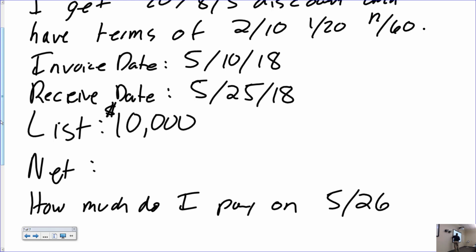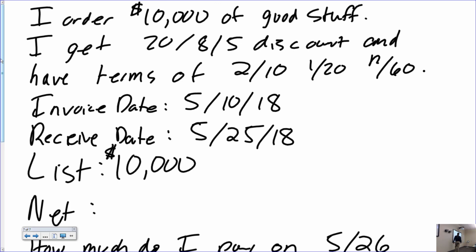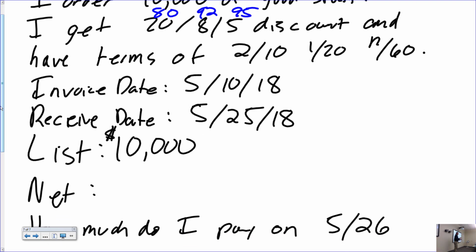Now, I didn't ask for the net price equivalent, so how can you jump to the net price right away? Not absolutely right away, it's going to take some work. So what am I going to do up there on my discount numbers? 0.80, 0.92, 0.95. And you can just take that number and multiply it by 10,000.